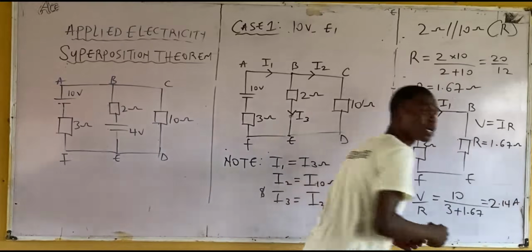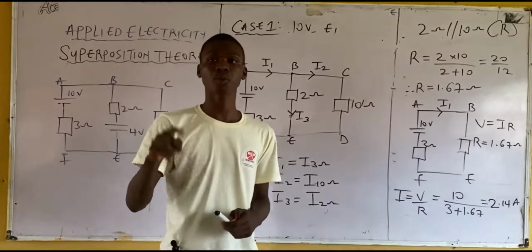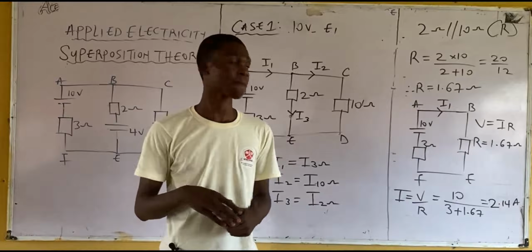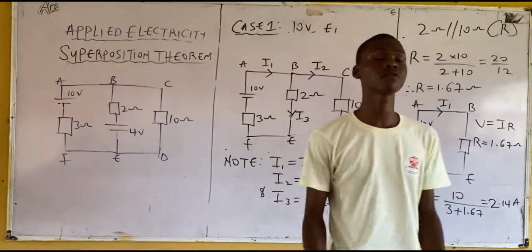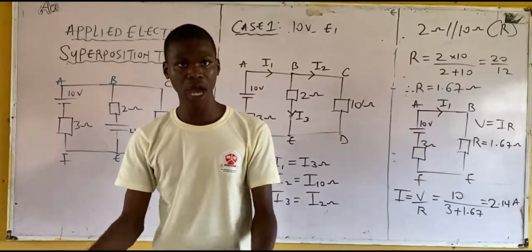2.14 ampere. This is your first task. Now, next up, what do you have? Our I1 is 2.14. You are here to know the value of I2 and I3. How do you work it out?